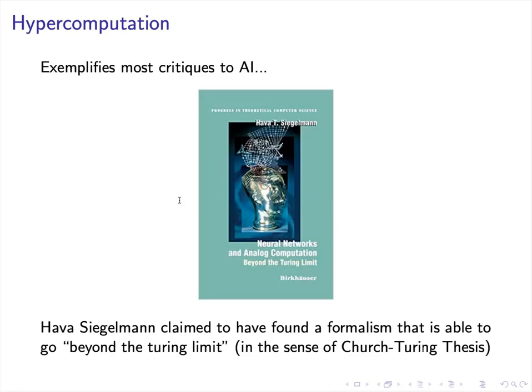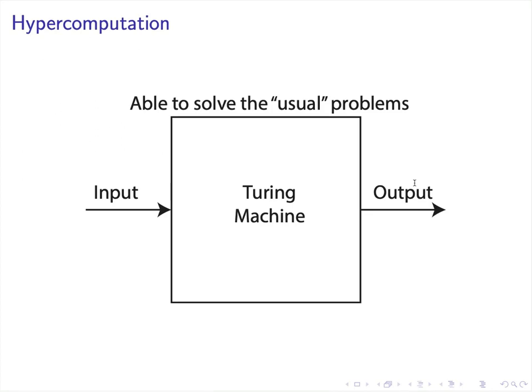I think that a really good exemplification of all the critiques to AI is hypercomputation. Since there are people who think that human brains are able to compute things that are not computable, there were some people who said, well, I came up with a slightly modified version of a Turing machine that is able to solve unsolvable problems.